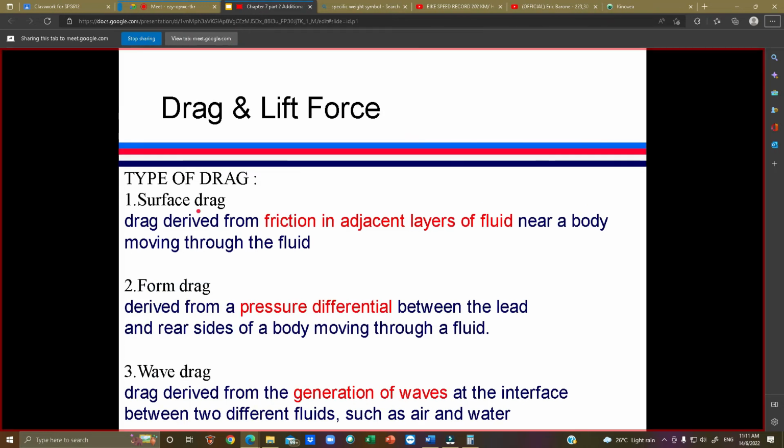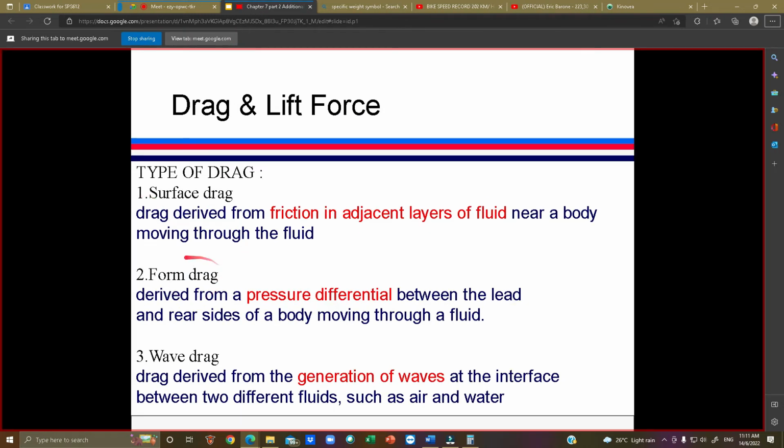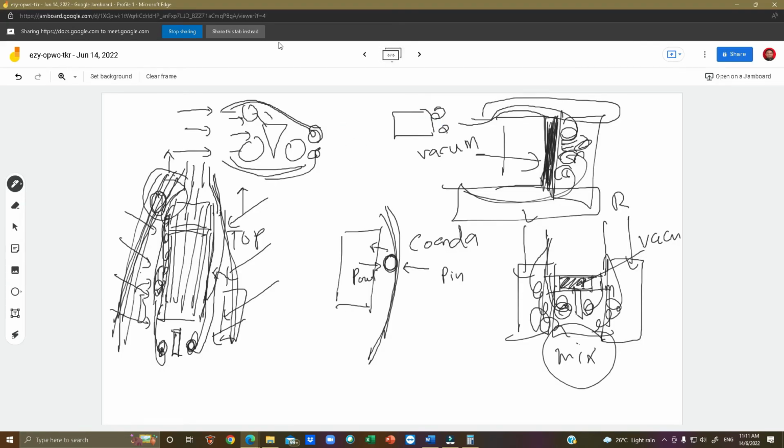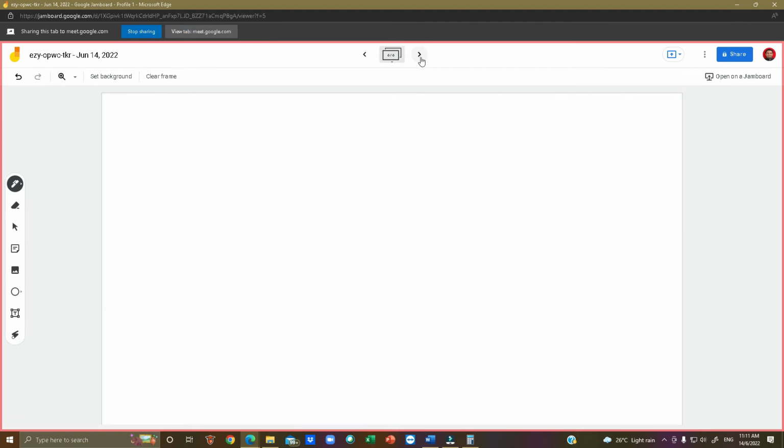Okay, itu surface drag. Number 2 is known as form drag, derived from a pressure difference between the lead and rear side of any moving body. Okay, form drag ni macam ni. Tadi kita cerita surface. Form drag, okay, motor lah. Kita ambil motor paling senang. Kereta ni pasal dia quite aerodynamic. Ini kereta. Kita ambil motor.